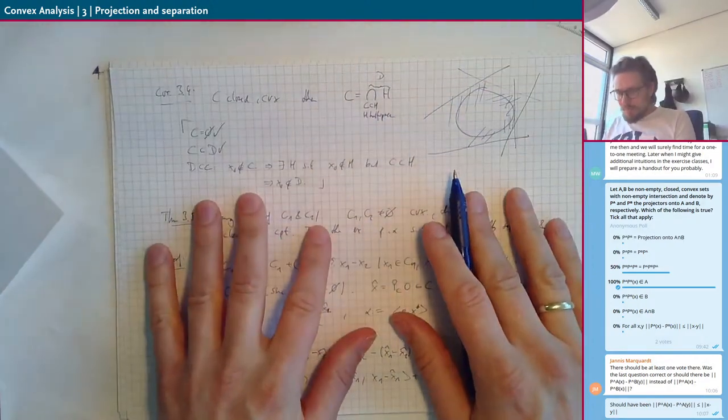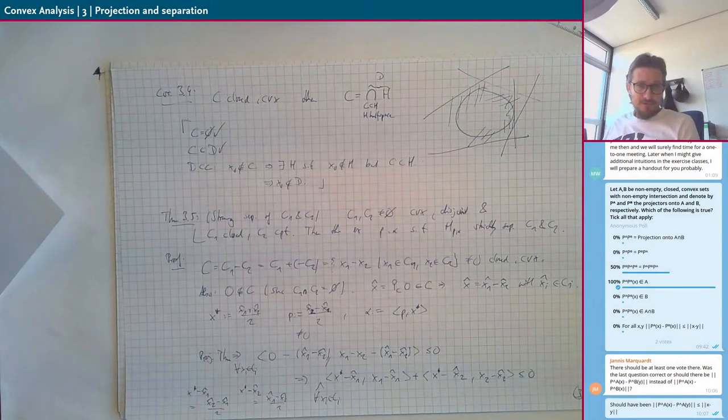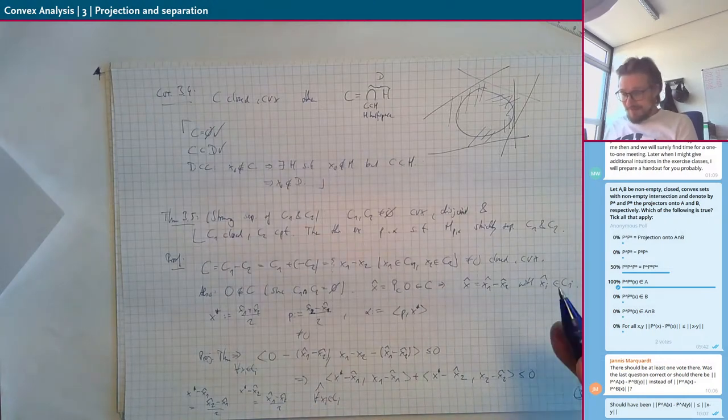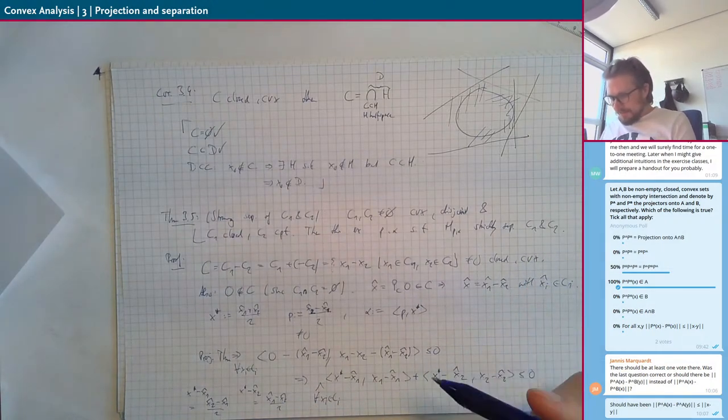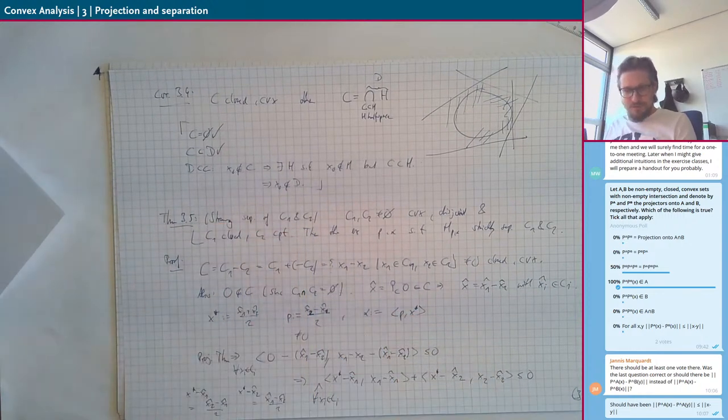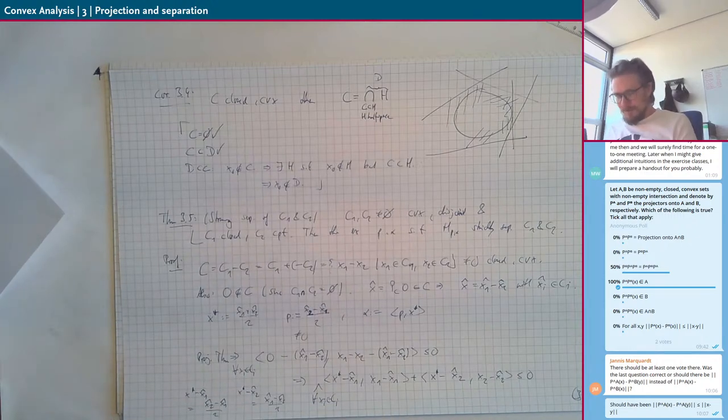As an important corollary, we have this outer characterization of convex closed sets. Convex closed is the same thing as the intersection of all the closed half spaces which contain that set. So we have a kind of strict or strong separation of two sets if they are convex, disjoint, one closed and one compact. This is also sometimes very helpful, that you can really then pull them apart. Okay.